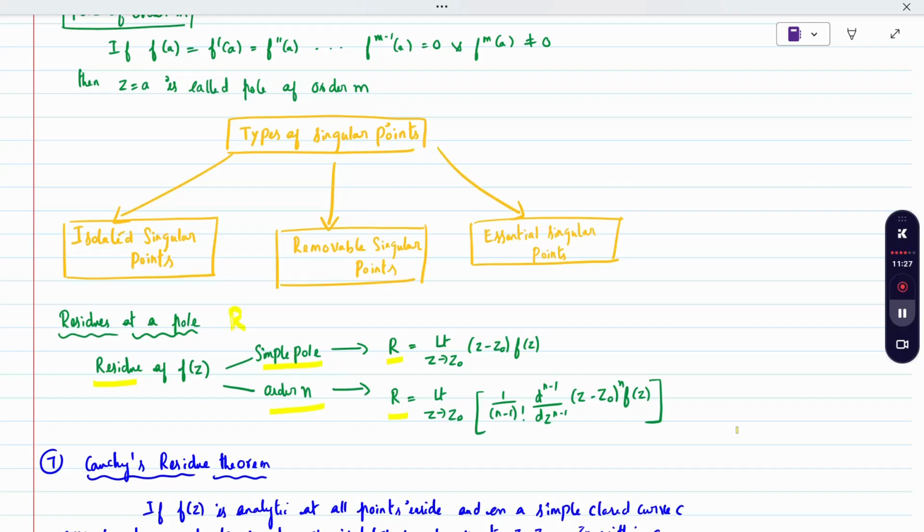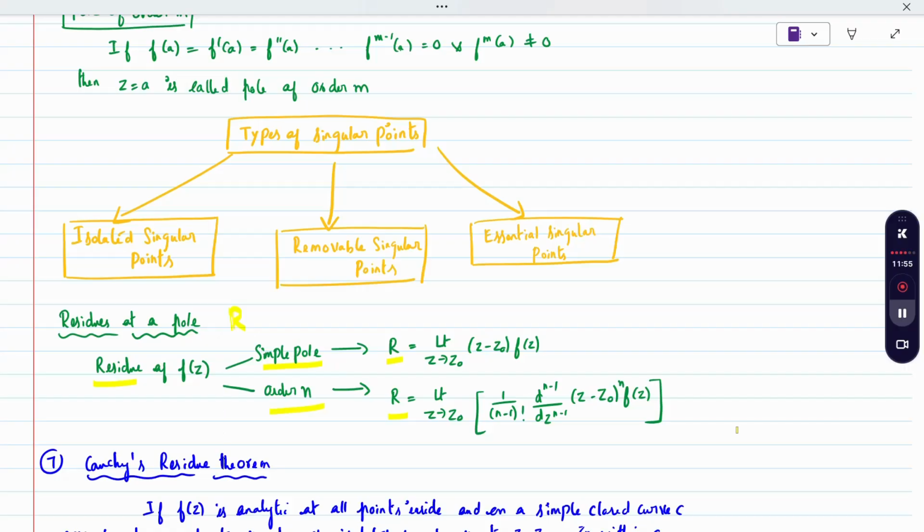So R is nothing but limit Z tending to Z naught of (Z minus Z naught) f of Z for a simple pole. For order n or m, it is limit Z tending to Z naught, 1 divided by (n minus 1) factorial, d power n minus 1 divided by dz power n minus 1. If the order is 2, we have to differentiate it once. If it is 3, differentiate it twice. So that is the meaning of this.